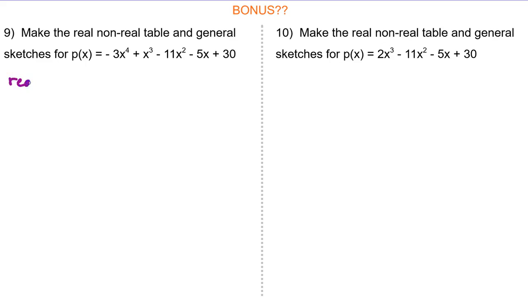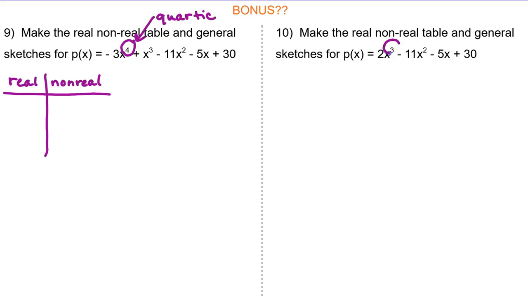So a real and non-real table tells you the potential theoretical numbers of real roots and non-real roots. So if you have a quartic polynomial with degree 4, it has 4 roots. If you have a cubic polynomial with degree 3, it has 3 roots. A polynomial with degree 5 has 5 roots, etc. Some of those roots might be real and some of them might be non-real, but for number 9, the roots have to add to 4.